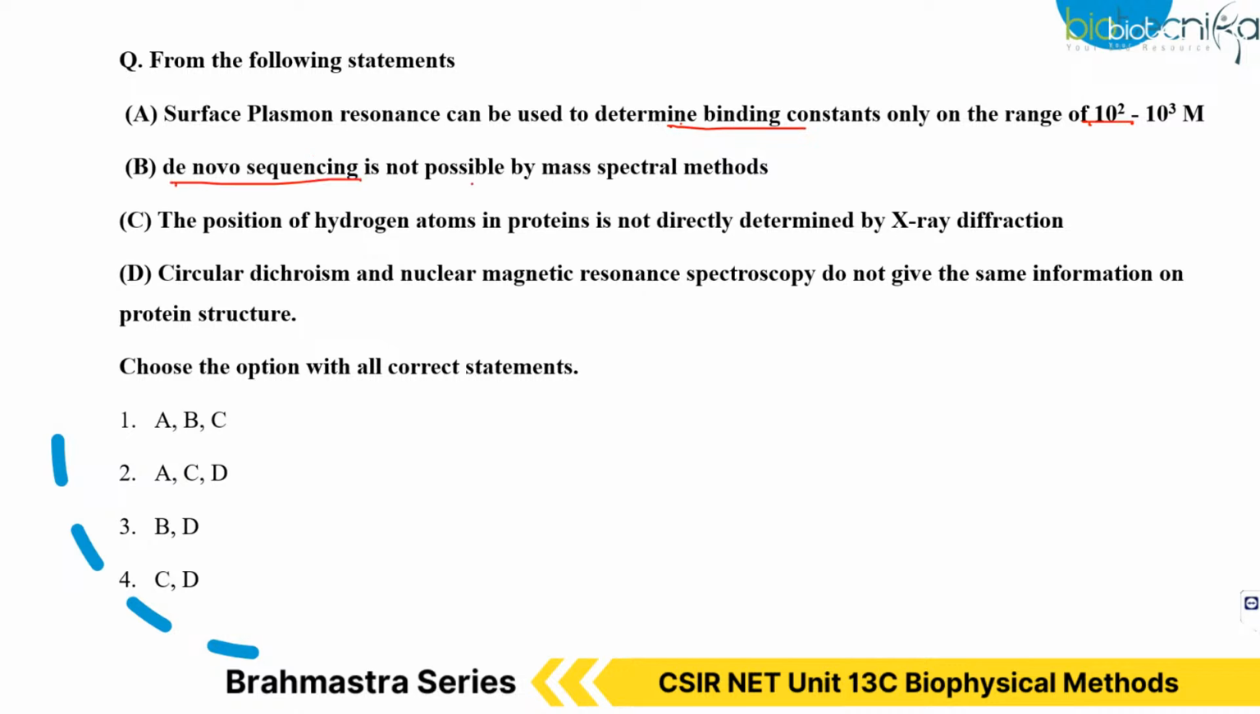B. De novo sequencing is not possible by mass spectral methods. C. Position of hydrogen atom in protein is not directly determined by X-ray diffraction. And D. Circular dichroism and NMR, that is nuclear magnetic resonance spectroscopy, do not give the same information on protein structure. You have to choose the option with all correct statements. Now, kindly note that this is a statement-based question.